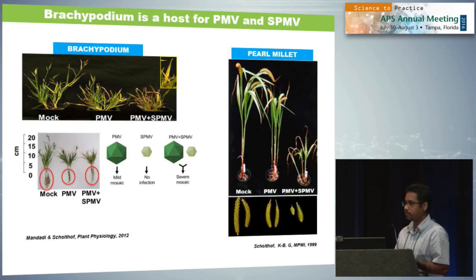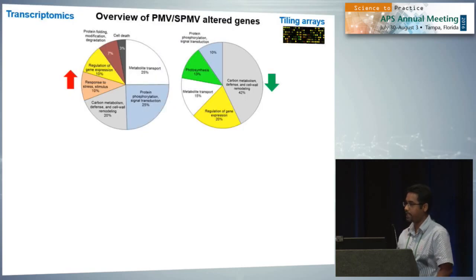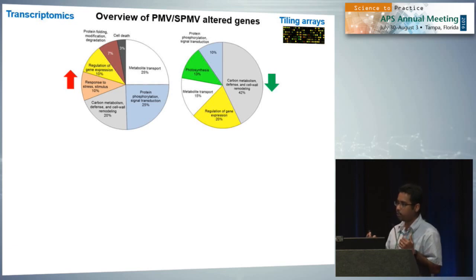So the first thing we did, as most of us are already doing, is take a systems approach to study, at the whole genome level, what gene expression changes go on during these interactions. For that, we leveraged the resources of Brachypodium. They had a tiling array available early in 2010. We did this analysis, looking at global expression changes during PMV and SPMV infection.